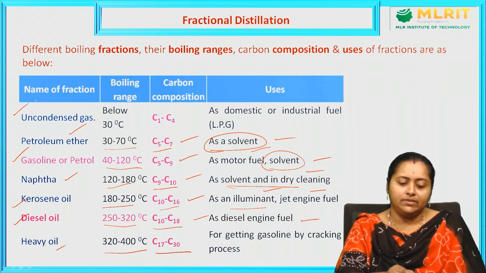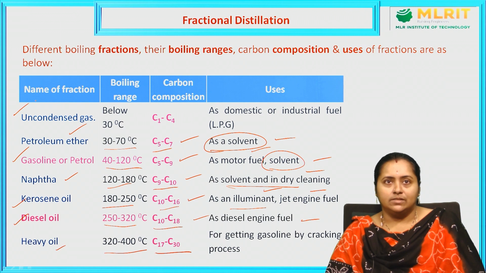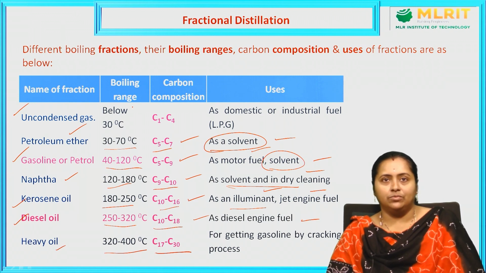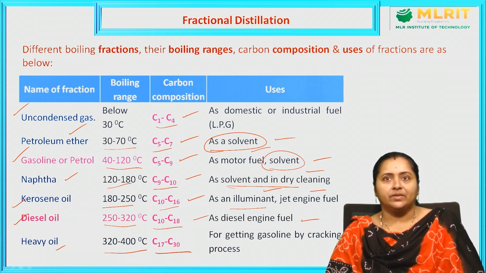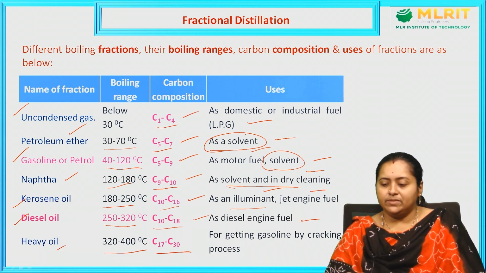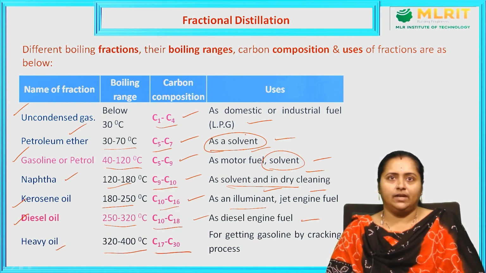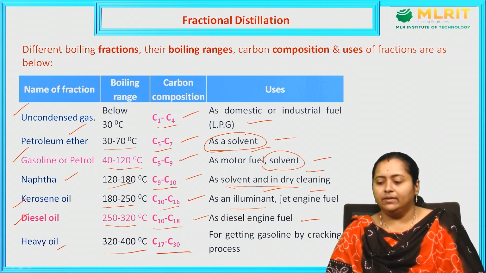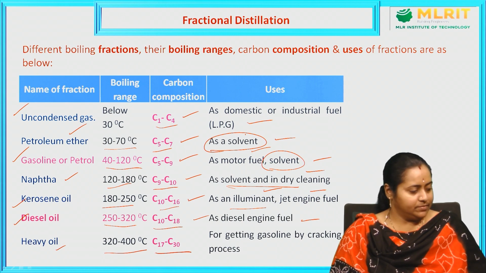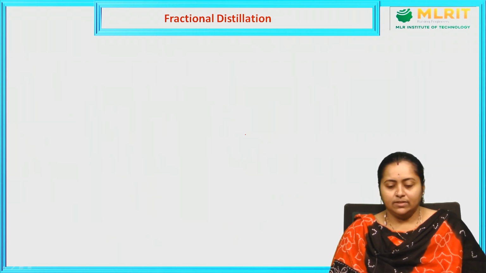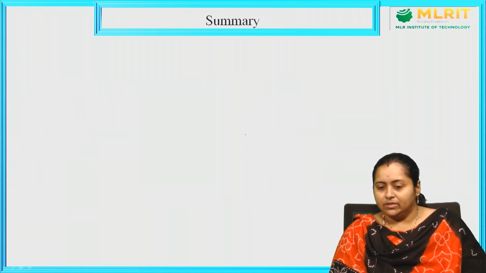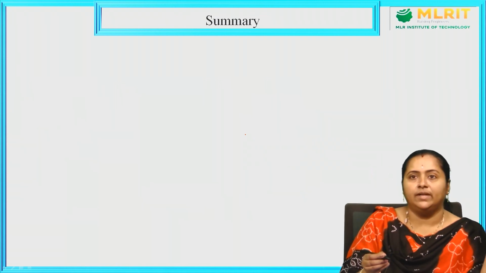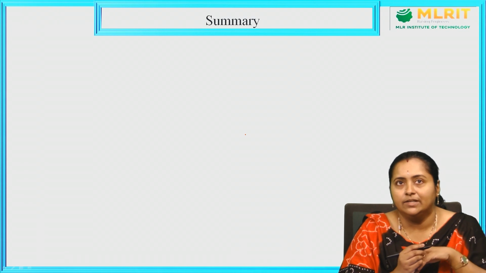And the last one is uncondensed gases. Their boiling range is less than 30 degrees centigrade, almost equal to room temperature, and their carbon composition is C1 to C4. They can be used as a domestic fuel under the name LPG, liquefied petroleum gas. So these are the various fractions that are produced after reaching their boiling range when petroleum or crude oil is subjected to fractional distillation.